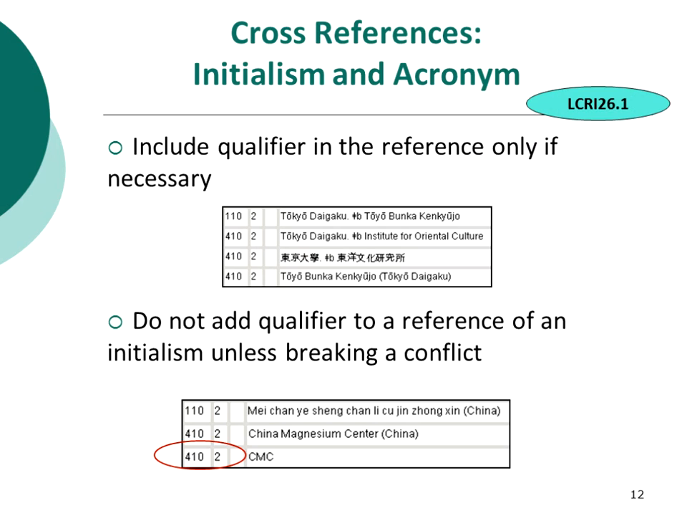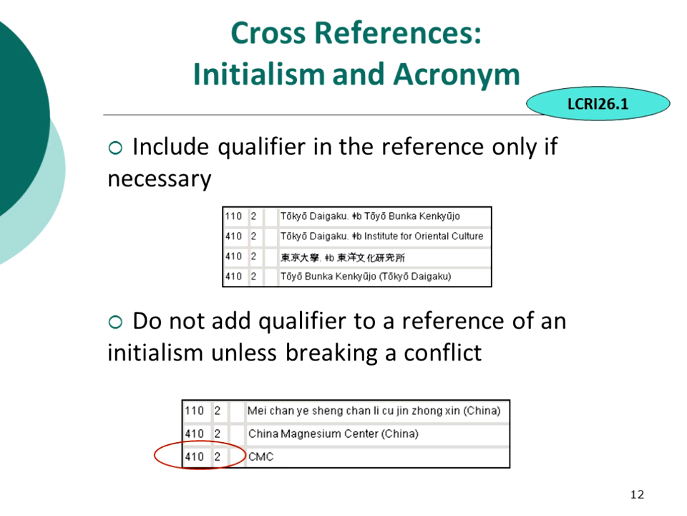Some more about cross-references on initialism and acronym. Okay, normally we include qualifiers in the reference if it's appropriate to the form in the reference, even if the qualifier has not been used in the heading. Here is an example. We have the 110, which is a Tokyo University, and we have this research institute.